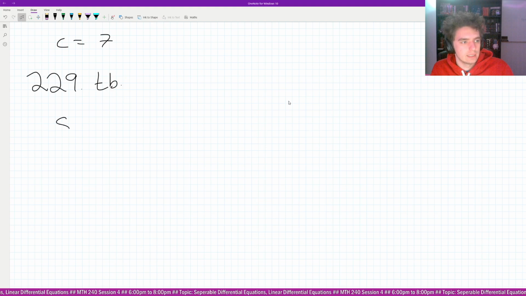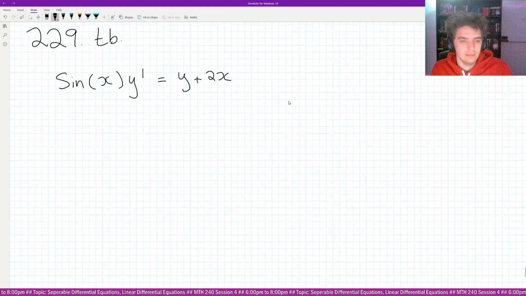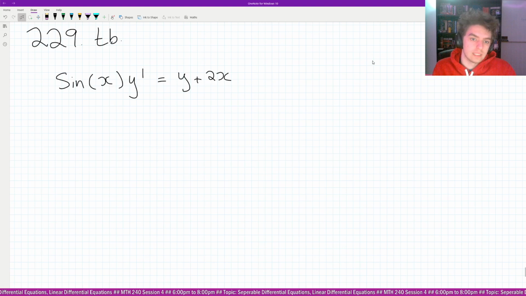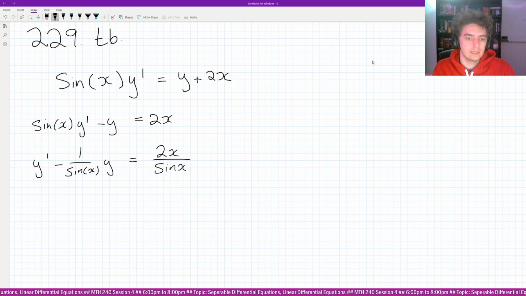So that is sine of x times y prime equals y plus 2x. That's it. No initial conditions. So just in general, solve for this. So we have to write this in the correct form. So this is sine of x, y prime minus y equals 2x. Right. So y prime minus 1 over sine x times y equals 2x over sine x.